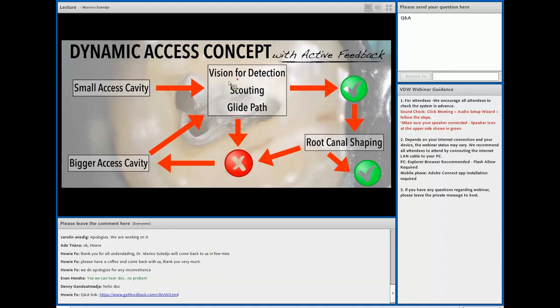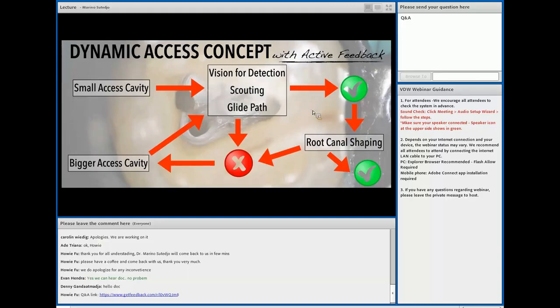So first, if we do our small access cavity, and with this small access cavity we can have our vision, we can easily do our scouting, and we can manage our glide path, then it's fine. You can do your shaping and it means you are okay. But if you do a small access cavity and you don't have good vision and you cannot do any scouting or even create a glide path in an easy way, then it means don't continue with this type of access. We need to create a bigger access cavity.